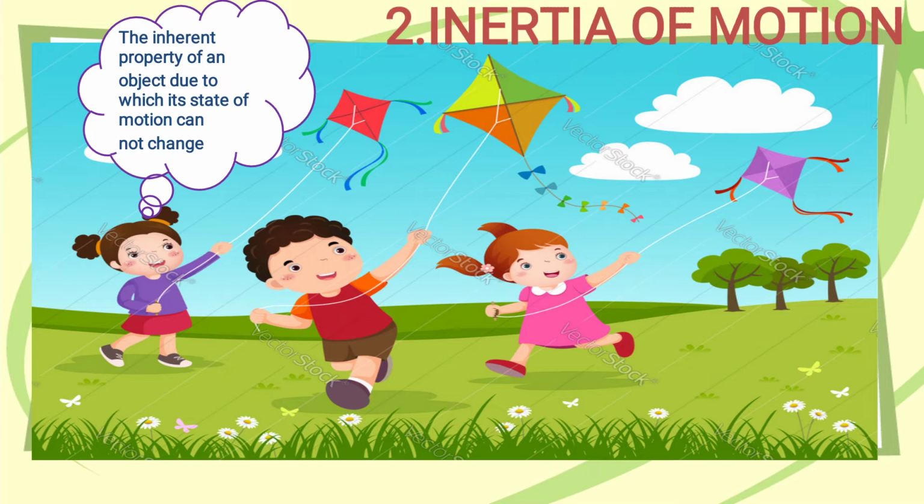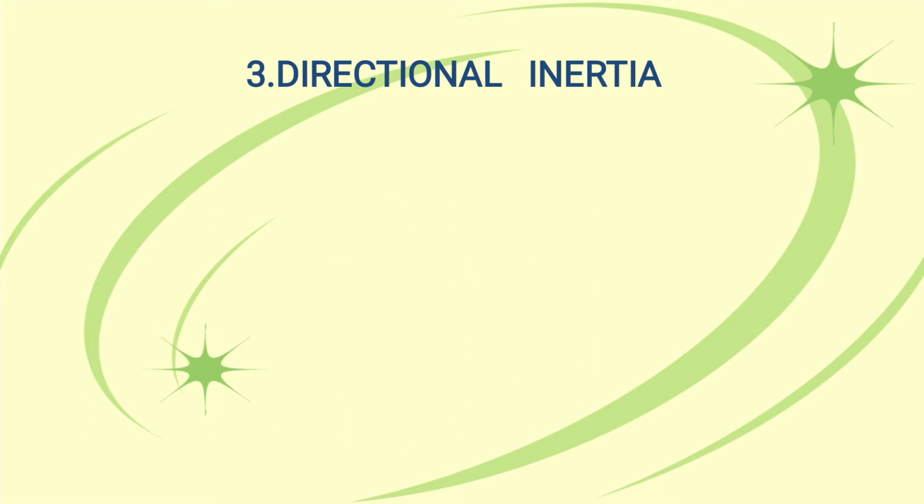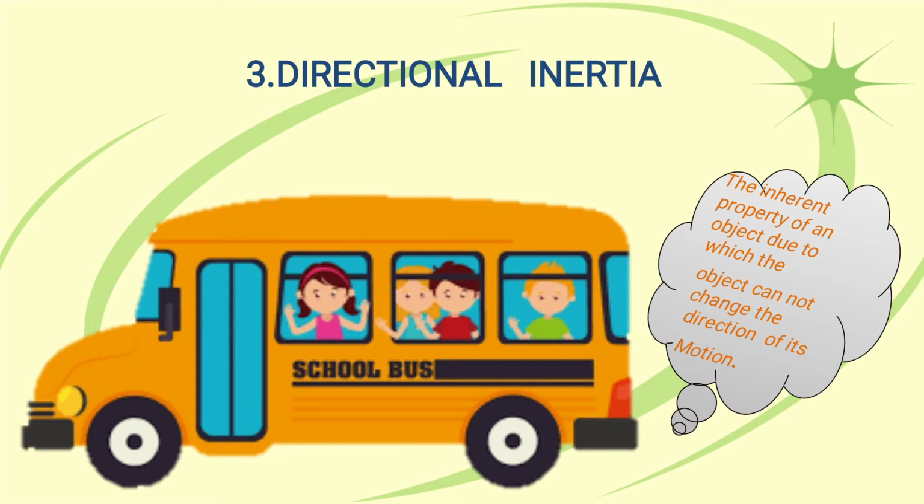Next, the second type, inertia of motion. The definition is, the inherent property of an object due to which its state of motion cannot change. The third type is directional inertia. The definition is, the inherent property of an object due to which the object cannot change the direction of its motion. You must have observed inertia of motion.